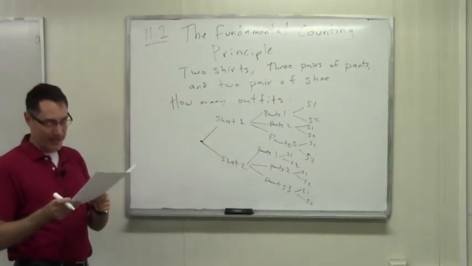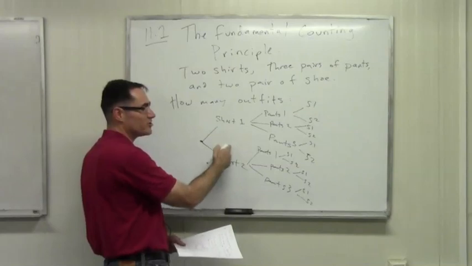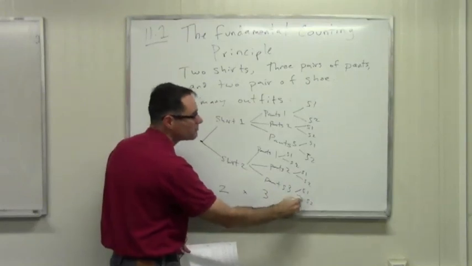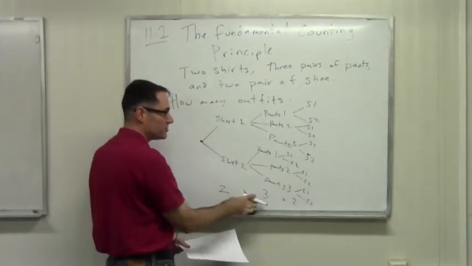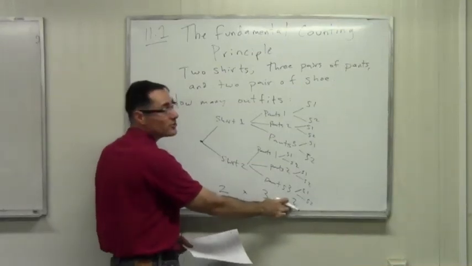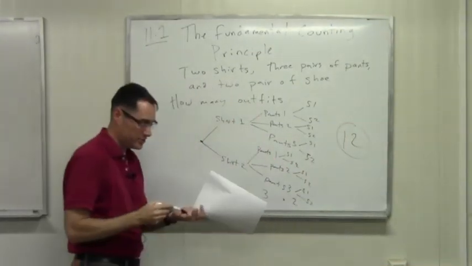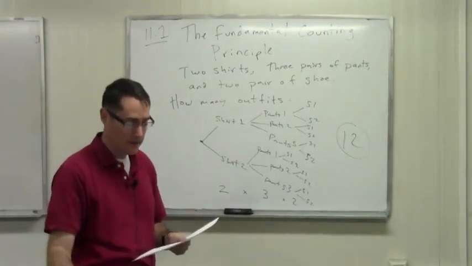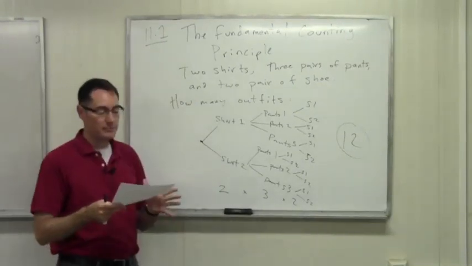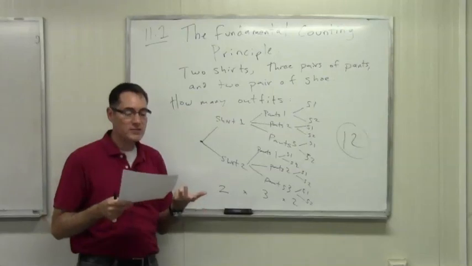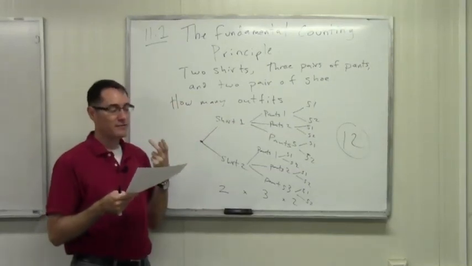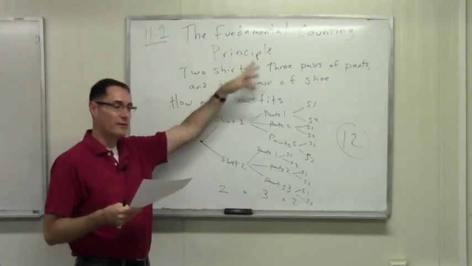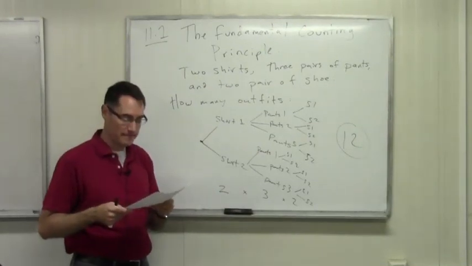What's nice about this is counting is actually pretty easy. How many different shirts do you have? Two. How many different pants do you have? Three. How many different shoes do you have? Two pairs of shoes. Two times three times two. What's two times three? What's six times two? 12 different combinations. Pretty easy to figure out once you know that little trick, right? You don't have to draw this all out. So the fundamental counting principle is just that the number of ways in which successive things can be found, you multiply together to get the total number of ways. That's all the fundamental counting principle is. Okay?